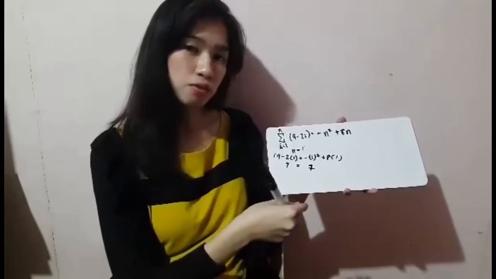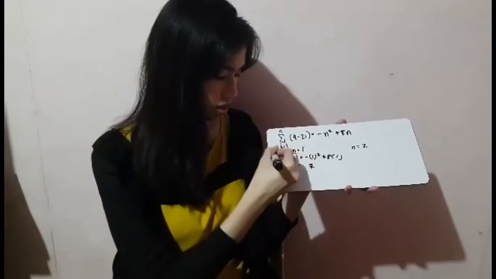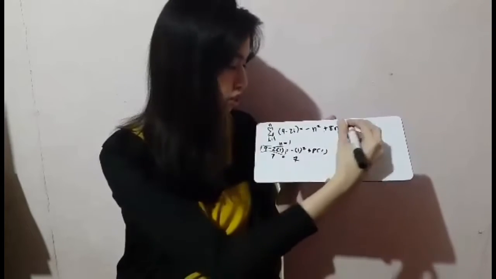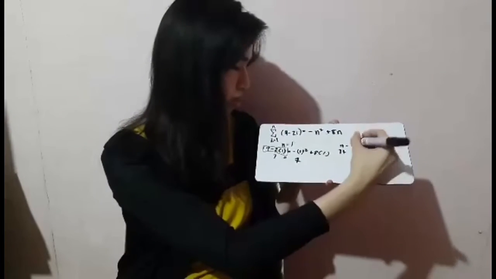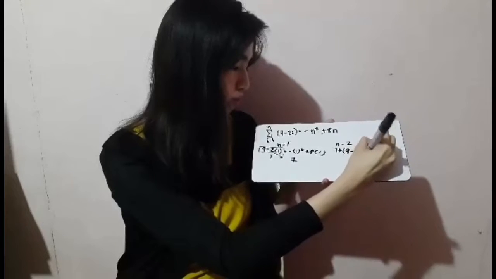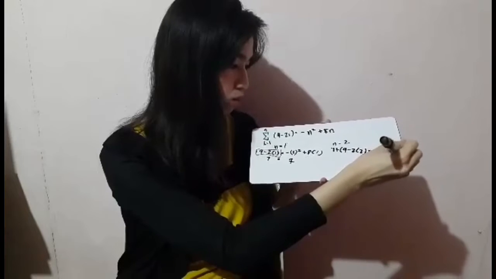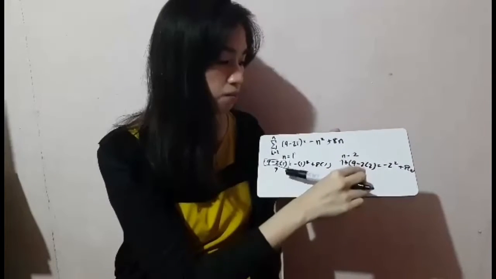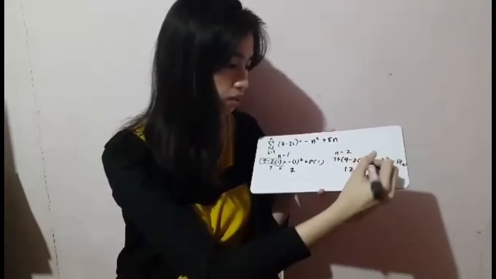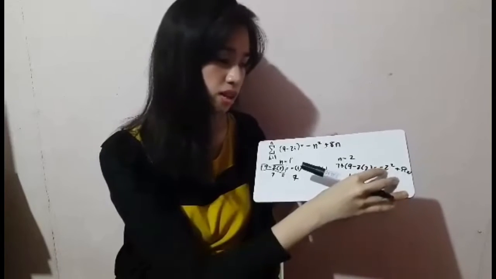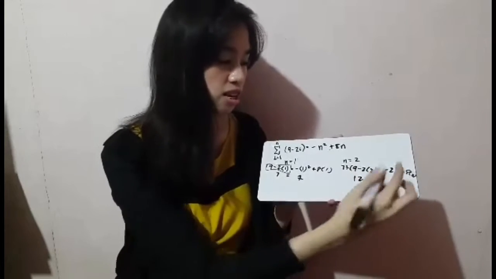Now I'm going to use the number after 1, which is n equals 2. By using this equation, I will add it to this next equation. So 7 plus, to substitute this to 2, 9 minus 2 times 2 is equal to negative 2 squared plus 8 times 2. So 9 minus 4 is equal to 5. 5 plus 7 is equal to 12. 2 squared is equal to 4 times the negative. So negative 4 plus 8 times 2 is 16. 16 plus negative 4 is equal to 12.